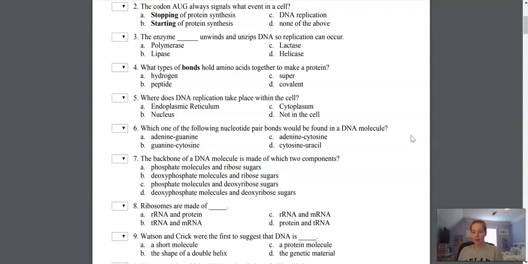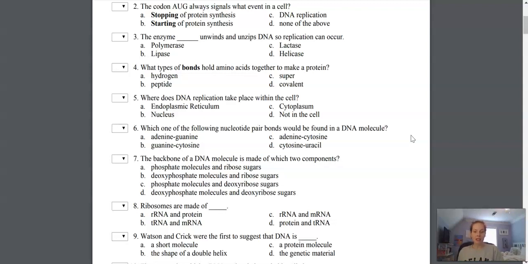4, what types of bonds hold amino acids together to make a protein? Okay, B, peptide bonds. Remember, a protein is also called a polypeptide, and that's because the amino acids are held together with peptide bonds. Something to note is that it does say hydrogen bonds. What's held together by hydrogen bonds? The DNA, or the bases in DNA. So if this is adenine and this is thymine, they're held together by hydrogen bonds. So hydrogen bonds is what holds the bases of DNA together. Peptide bonds is what holds amino acids together, and amino acids make up a protein, not DNA.